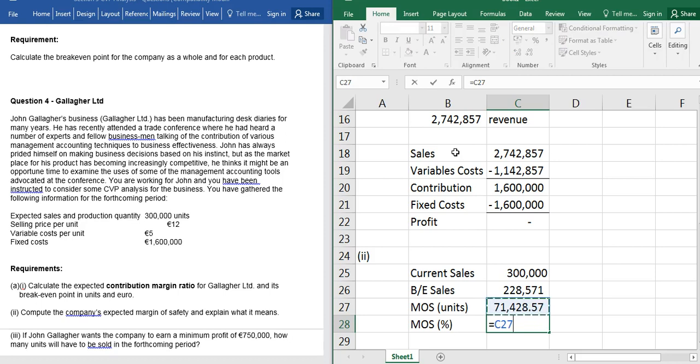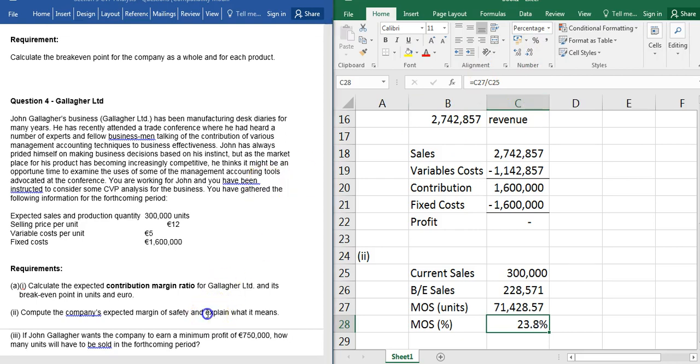It'll be the 71 divided by our current sales. So we want to get by how much percent can our sales fall before we break even. Again, a very practical insight that you could use for decision making. And that answer there, if you bring it out to 1, is 23.8%.